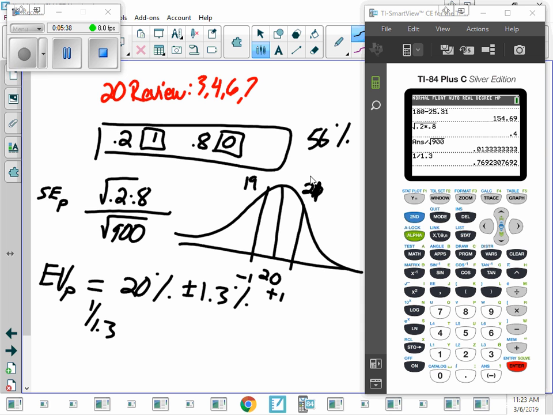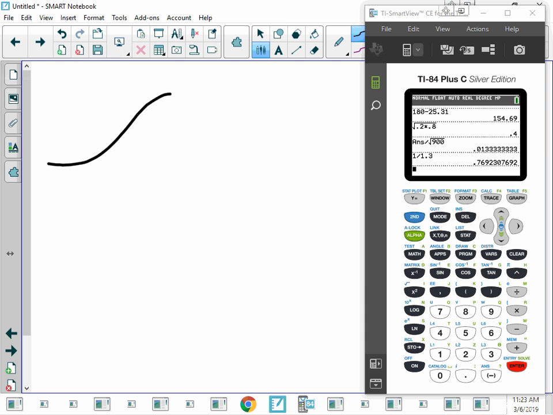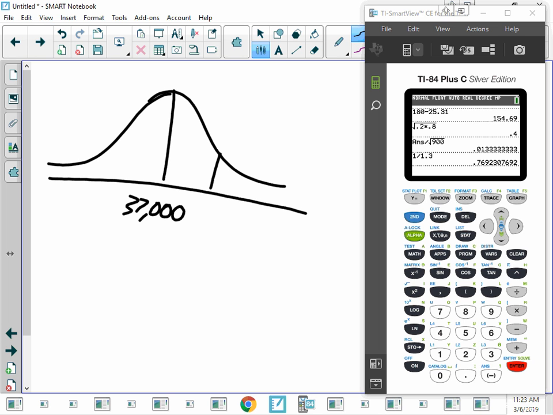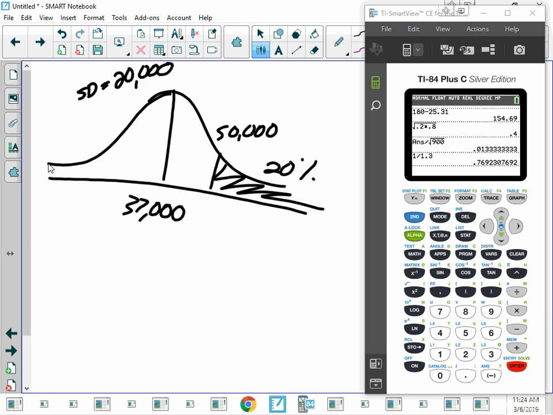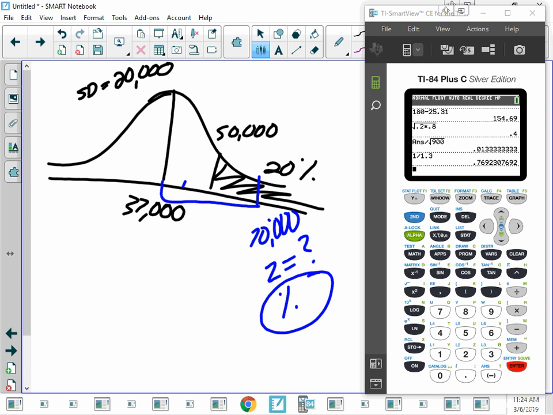So we know that the original was 73,000, or sorry, 37,000, and then we knew that at 50,000 there were 20%, because we do know that the SD is $20,000. So it is possible to come over here to 70,000 and find a z-score that would spit out a percentage. And then we could use that percentage and create a new box.